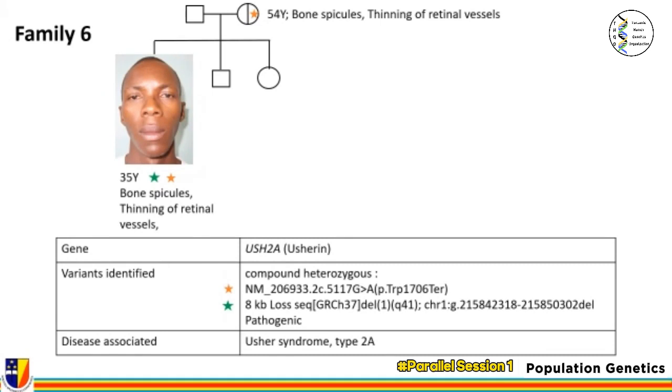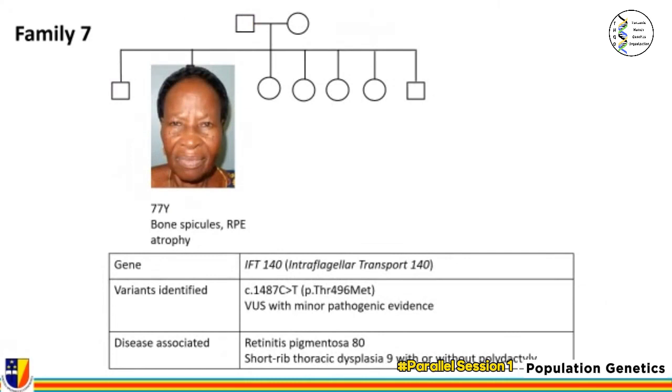In family 7, the clinical whole genome sequencing of this woman identified a homozygous missense variant in the IFT140 gene. This is classified as a variant of uncertain significance. We are performing now the phenotype results to validate the diagnosis.